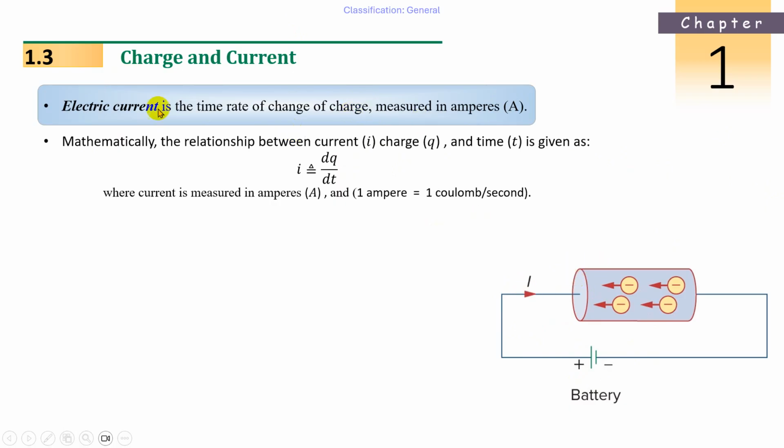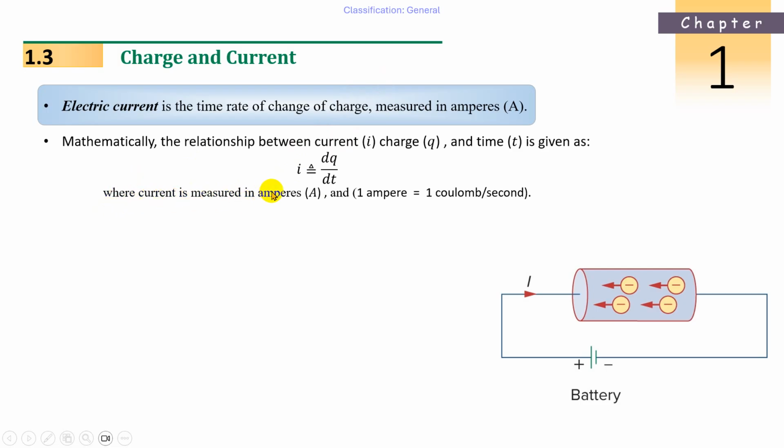We'll see that one. Mathematically, the relationship between current I, the elementary current, charge q, the elementary charge, and time t is given as I proportional to dq by dt, the rate of change of charge with respect to time. dq is varying with time, so how much it is varying with time is called the time rate of change of charge.